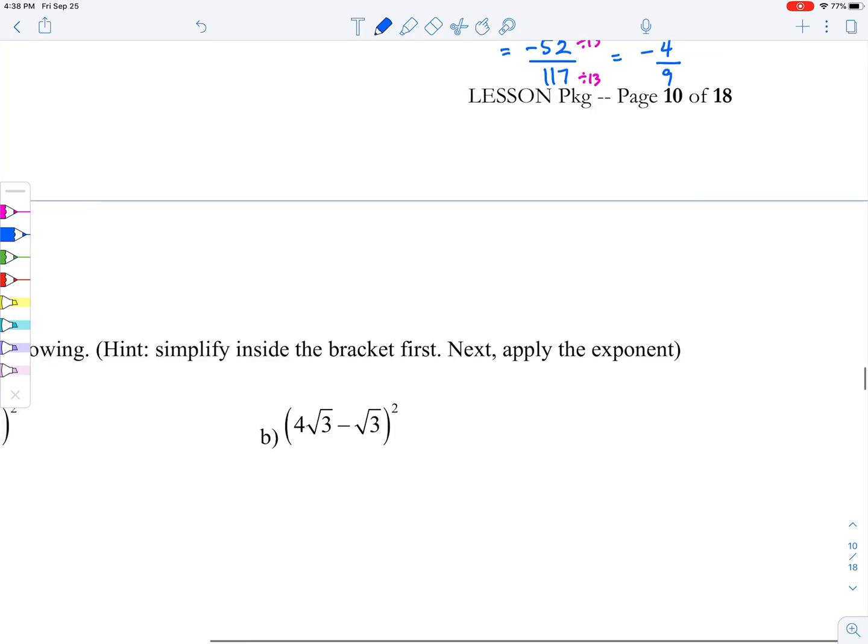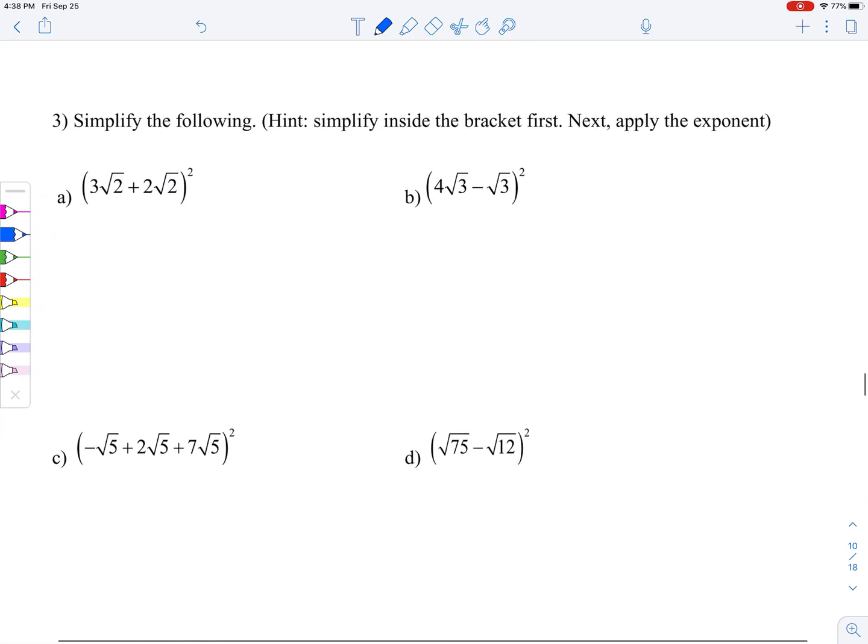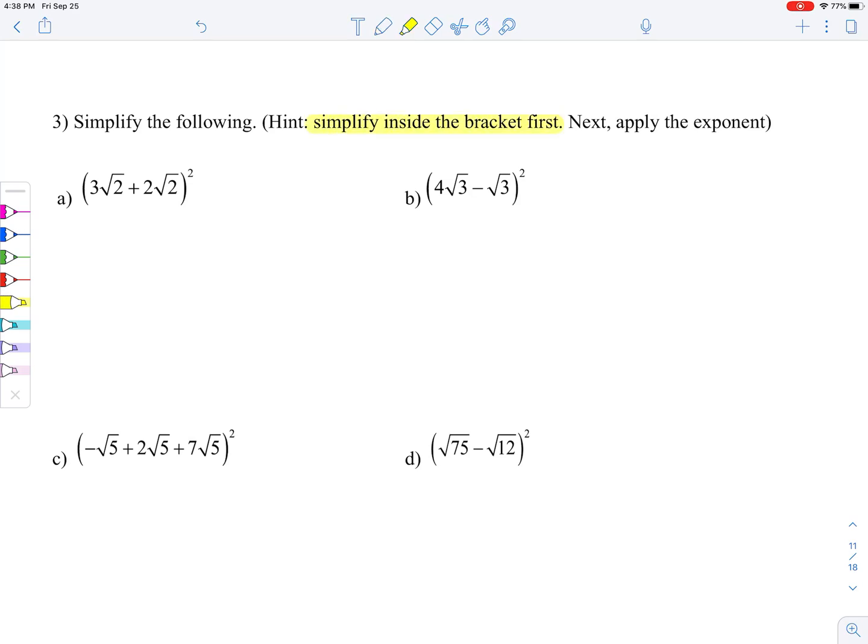Moving on. The next one says 3. Simplify the following. Hint: simplify inside the bracket first and then apply the exponent. So we will definitely follow the hint. We're going to simplify the guts first. So if I have 3 root 2's plus 2 root 2's, that's going to be my guts. Inside the bracket, the square roots also match. So 3 root 2's plus 2 root 2's gives me 5 root 2's. That whole thing is squared.